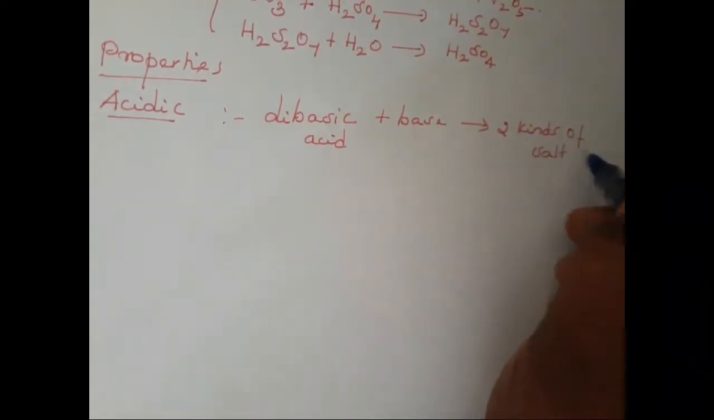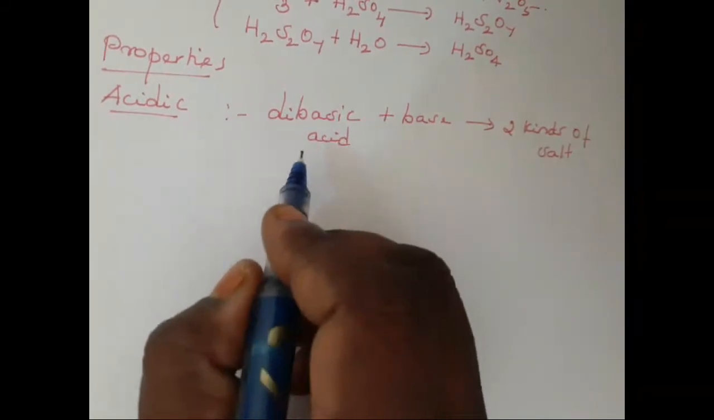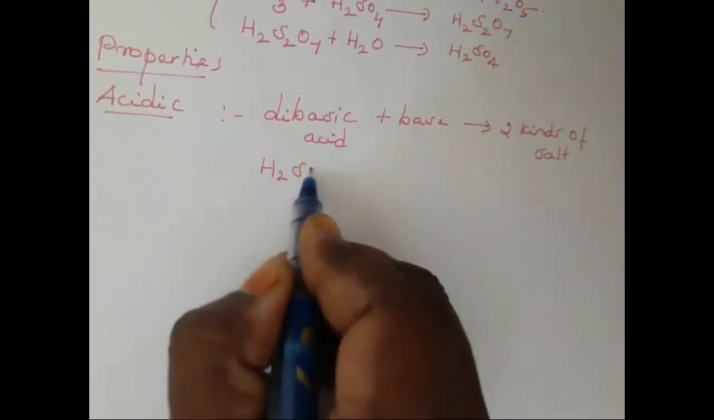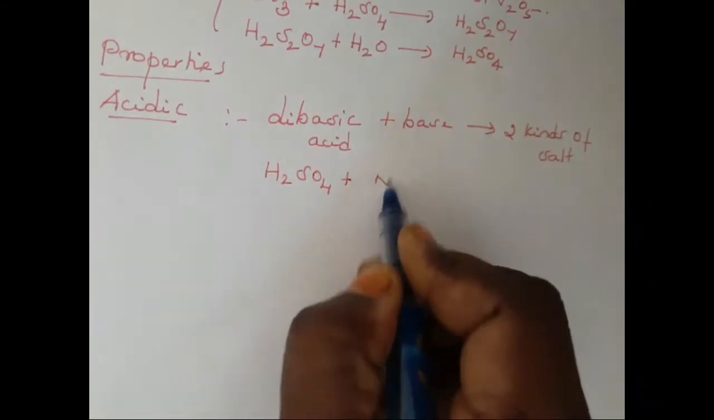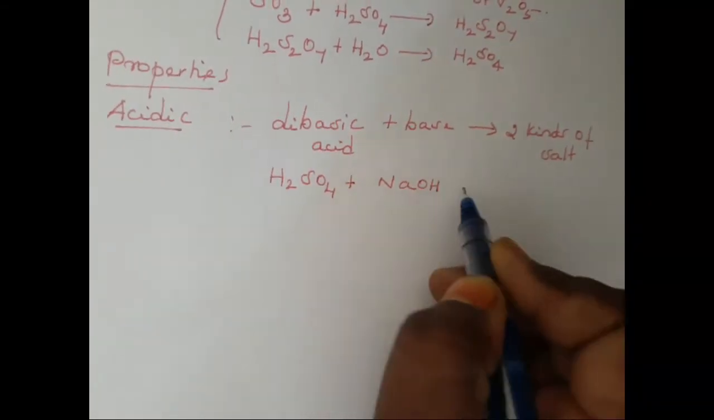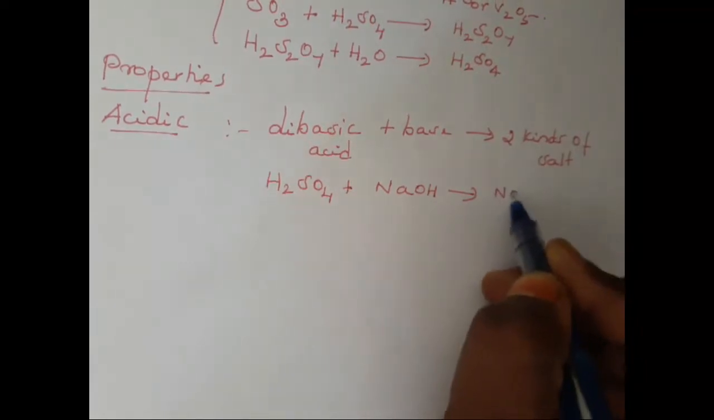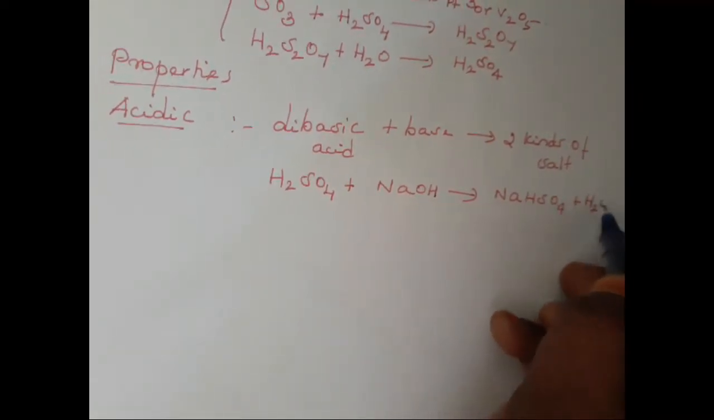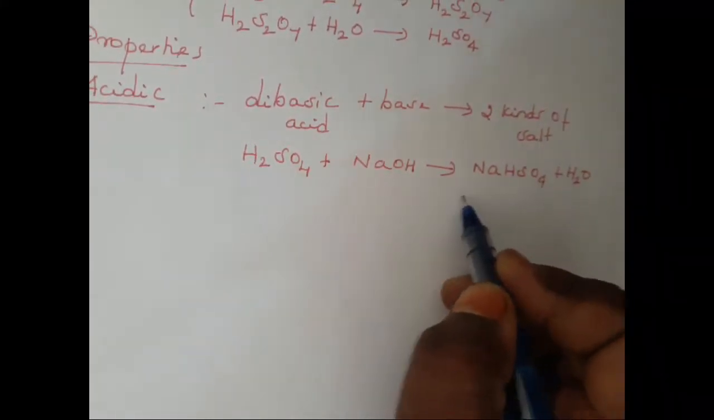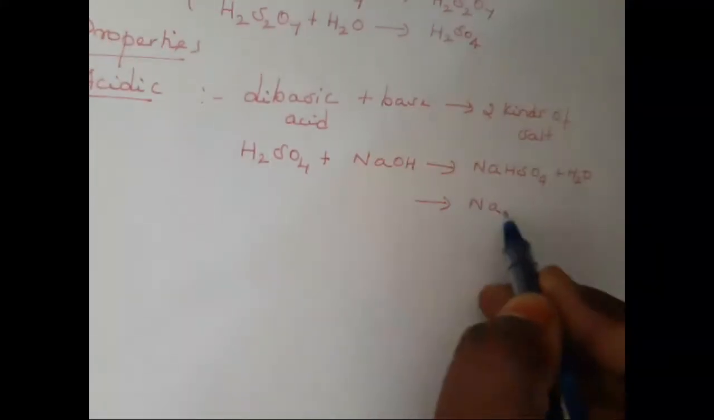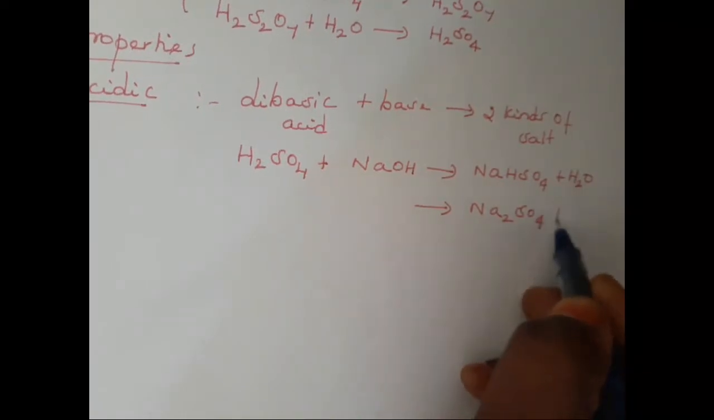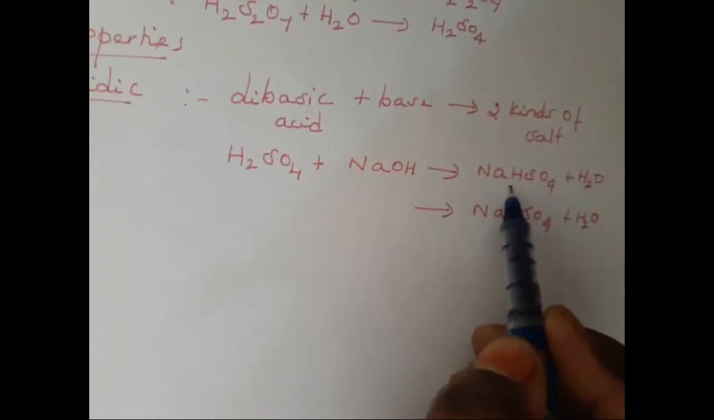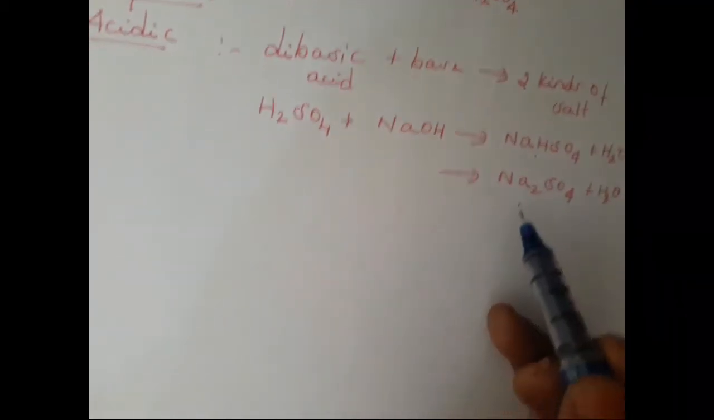Let us witness this using a base. Now we are going to treat sulfuric acid with the base sodium hydroxide. You'll be getting two products: sodium bisulfate, one of the salts, and then by changing the temperature we can get sodium sulfate. So we are getting two salts here. One is sodium bisulfate, another one is sodium sulfate.